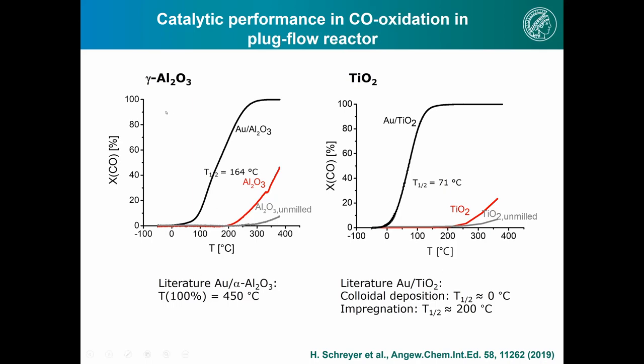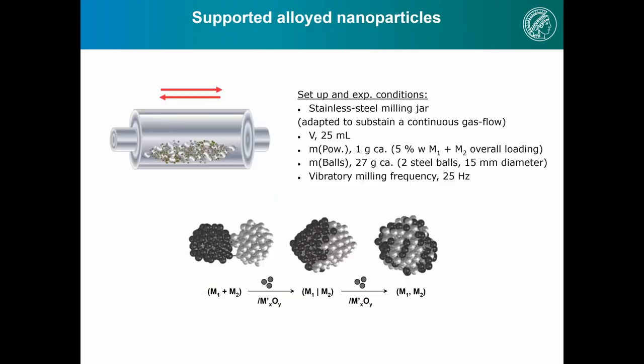Note here it is gamma alumina, here I say alpha alumina. I'll show you later the reason why we compare two different types of alumina. This is titania, 71 centigrade for half conversion. This is not the very highest activity you can get. That's something you get by a deposition precipitation reaction, but compared to a normal incipient wetness impregnation, this is much higher activity than you would get. So it gives you a very decent, useful catalyst.